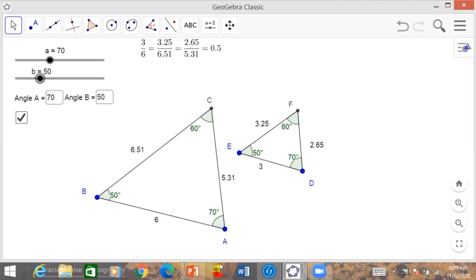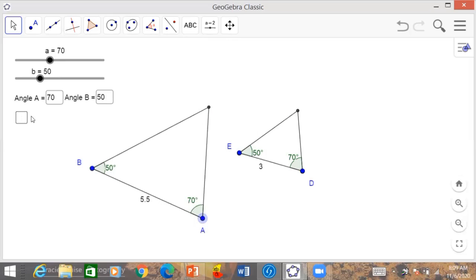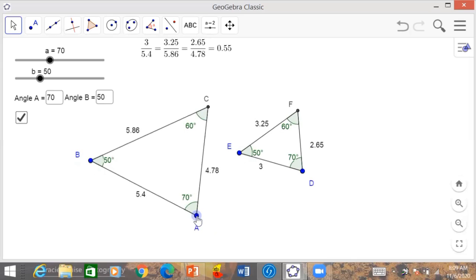It is not necessary to construct 60 and 40. You can take 70 and 50 or anything. You have to take two corresponding angles of two triangles should be equal. And you can change the length of the base also. See here, AB is 5.5, D is 3.